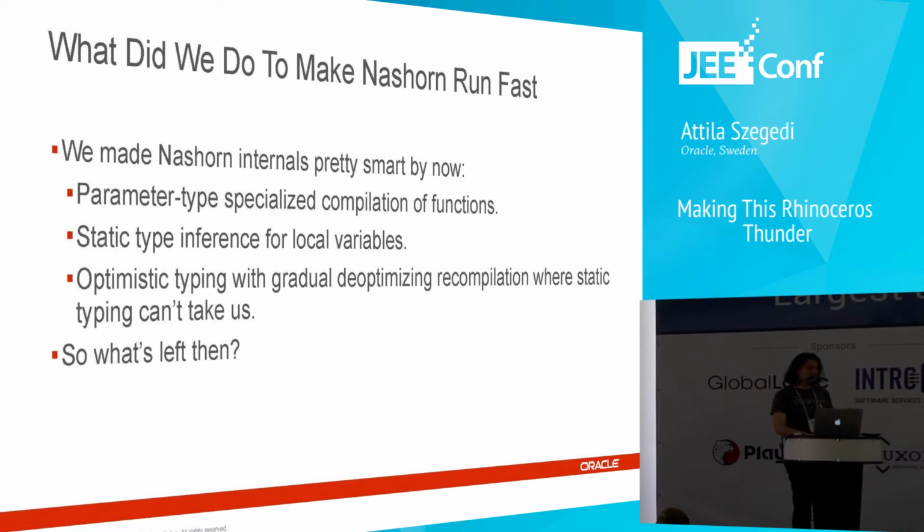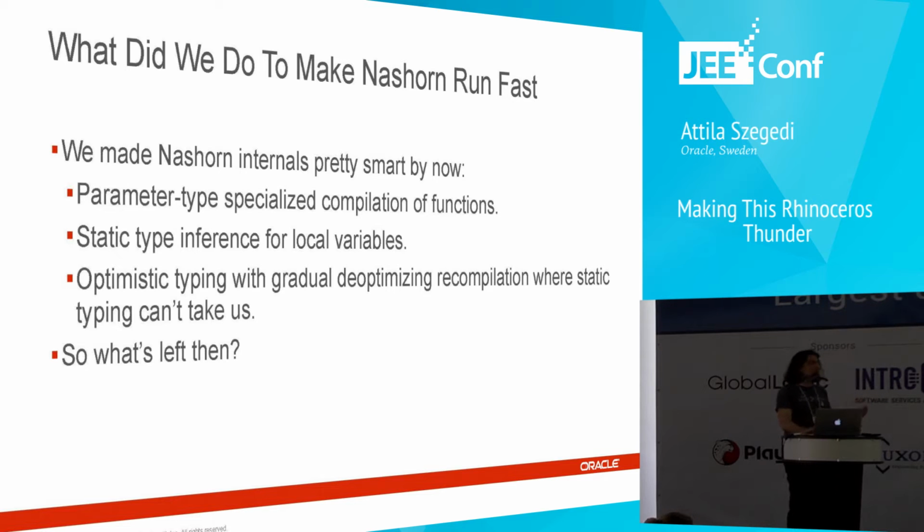We have a thing that we call optimistic typing, which is a fairly big deal. This is basically type speculation. All the types we cannot prove, we will make some assumptions on them, and we can actually de-optimize the code if the assumptions prove wrong and generate a new version of the code, and let's run with that.